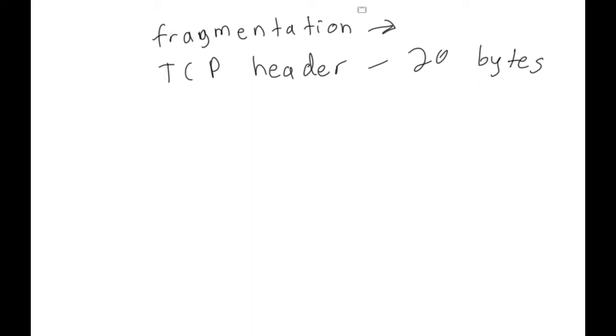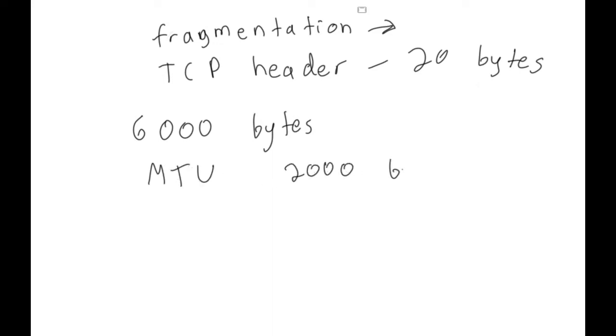So consider an IP datagram that has 6,000 bytes total. And the MTU, max transfer unit, can only support 2,000 bytes at a time. The question states, for all fragments, show the length and offset fields. So show length and offset.